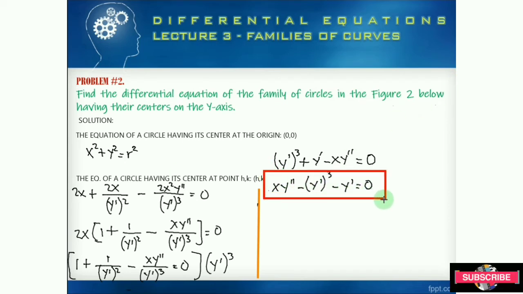And I think this is it, the differential equation for the family of circles in problem number 2. So x y double prime minus y prime raised to the cube minus y prime is equal to 0. Okay, so this is it for this problem number 2.